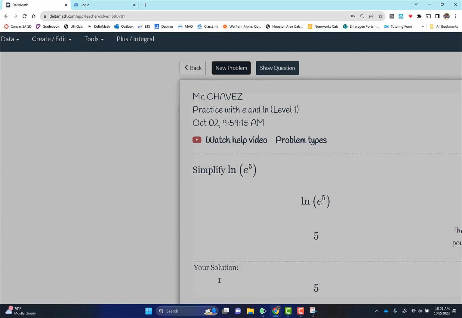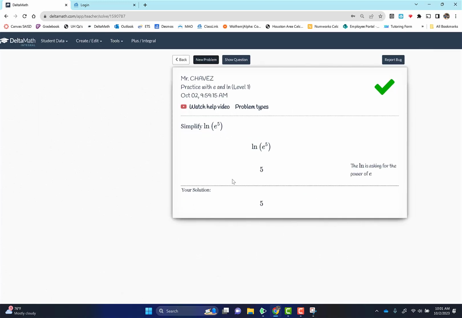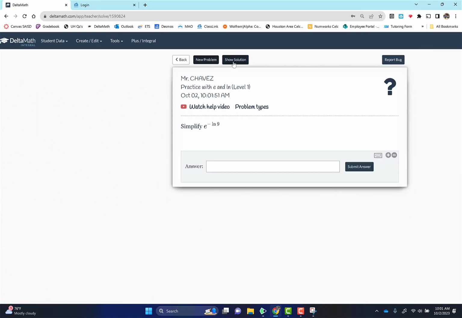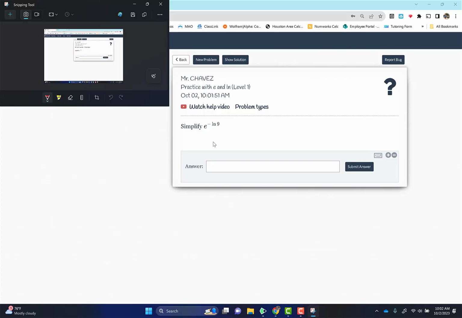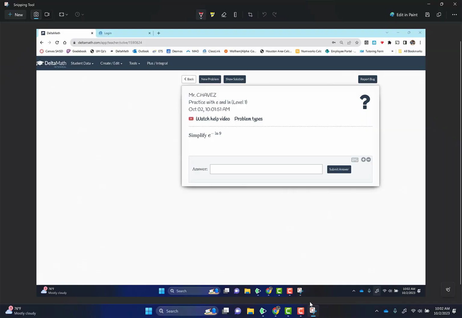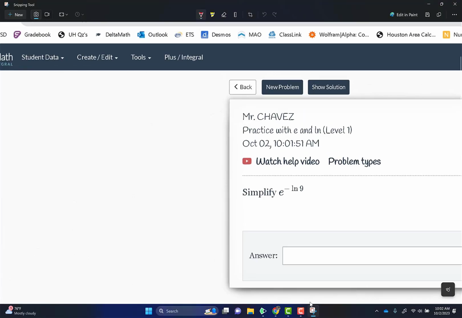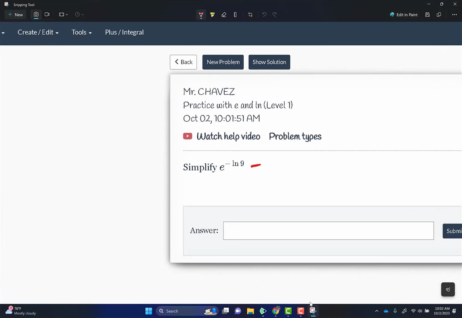And then, are you sure? Yes. And there it is. That's it. So let's see, is there any tougher? Yeah, none of them are going to be tough, guys. Look, e to the negative ln of 9. Let's screen capture this and do it really fast. Relax. So this is e to the negative ln of 9, and that negative in the front is like a negative 1. So I can go 9 to the negative 1.